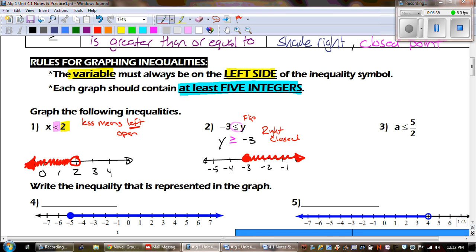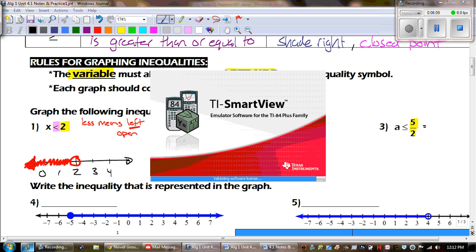Okay, number 3. I have a is less than or equal to 5/2. Now, we said that, hey, fractions are great. Yeah, fractions are great when we're talking about graphing with our slopes. I'm not graphing with a slope. So what I need to do is find out what does that mean. So 5/2, that really means what? Well, if you don't know, take out your calculator.